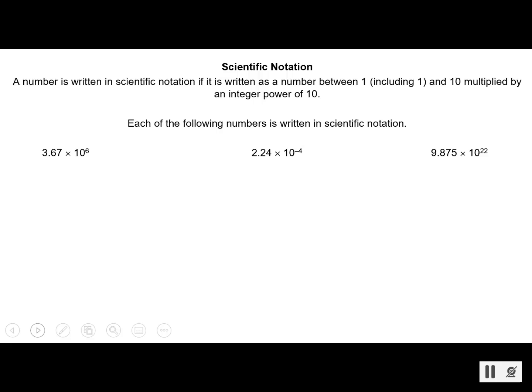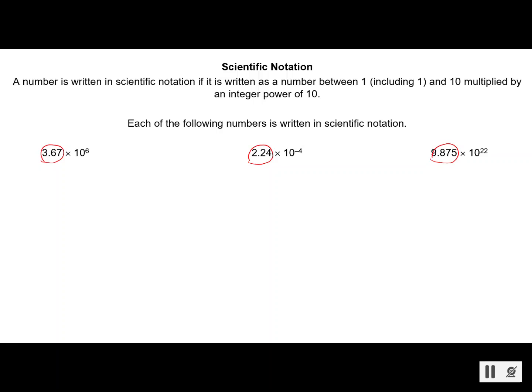A number is written in scientific notation if it has two features. The first feature is that the first part of the number being written in scientific notation has to be a number between 1 and 10. So down here you can see that we have examples of numbers written in scientific notation. For each one of these numbers, you notice that the first part of each number is written as a number between 1 and 10.